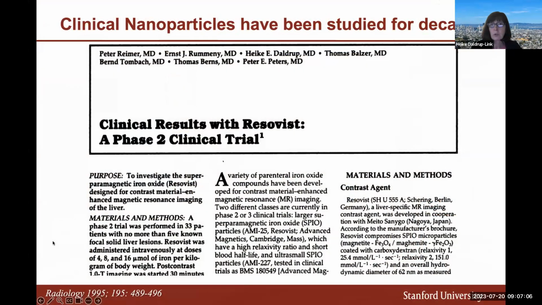So I want to show you today how we use clinically applicable nanoparticles to improve our ability to make diagnoses for our patients. And sometimes I hear about these new nanoparticles, and I first want to say that they are actually not that new. They have been around for decades. This here is one of the first clinical trials that I was involved in when I was still in Europe. And you can see that that was in 1995. So really, these nanoparticles have been around for quite some time.